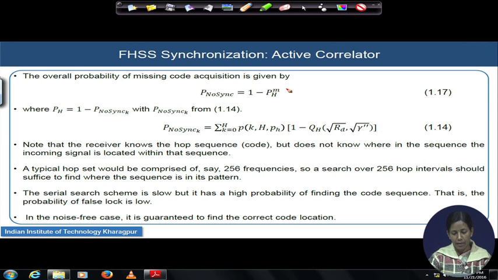Suppose in practice, let me give an example of how much search is required in a practical PTT kind of network. Say usually they utilize 256 frequency hops, and so search is required over 256 hop intervals to find where the sequence is in this pattern. And remember, if you try to deploy the whole search mechanism by a structure of match filters, you need a 256 parallel match filter architecture, and very shortly you will get the acquisition time. Within a very short acquisition time you will get the result.